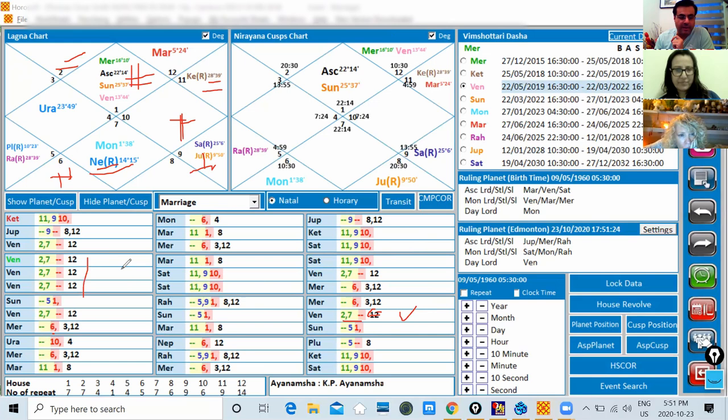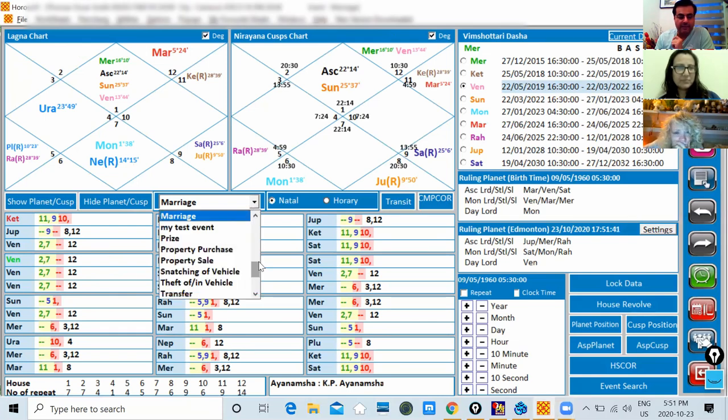Venus is awesome for marriage, rather endorsing it, saying that I'm there to help you in your marriage. And Rahu is also not denying anything about the marriage. It's denying the money, but not the marriage. And same thing if I move this to career and finance, you see that.